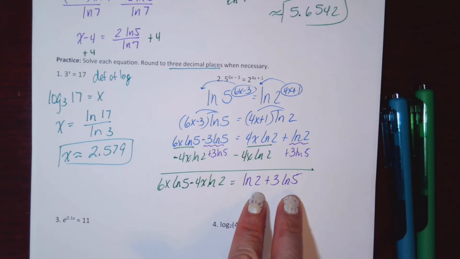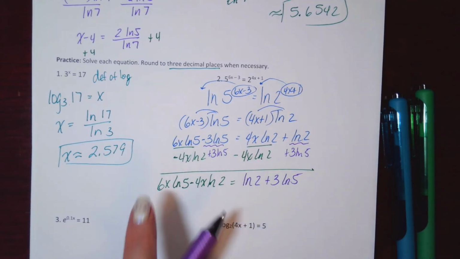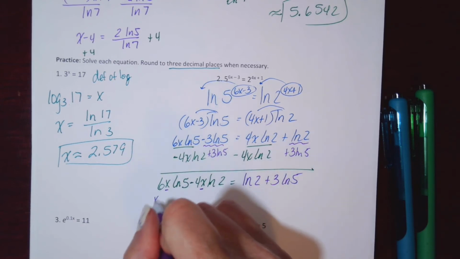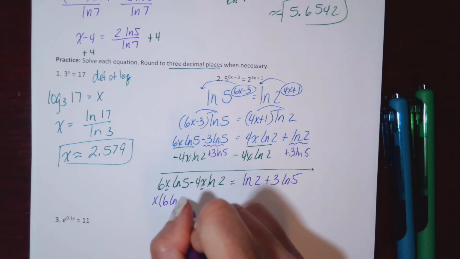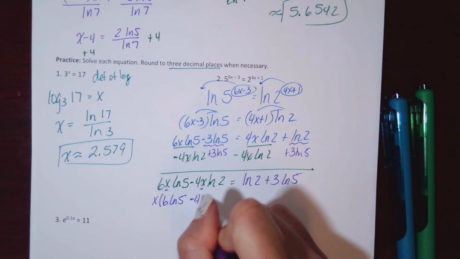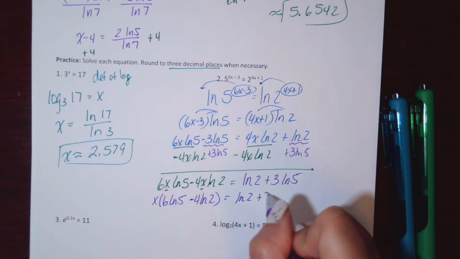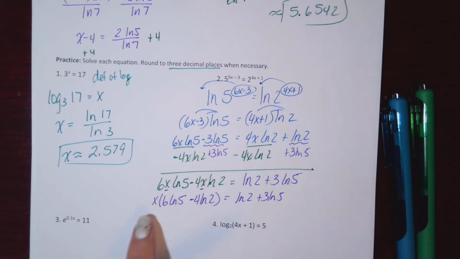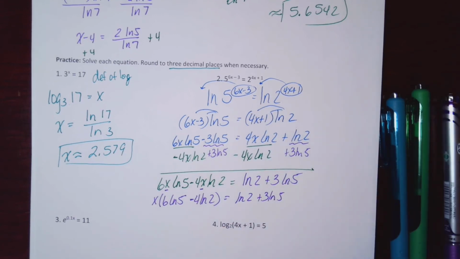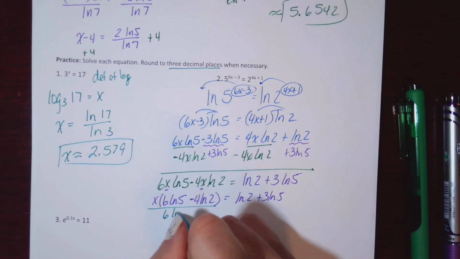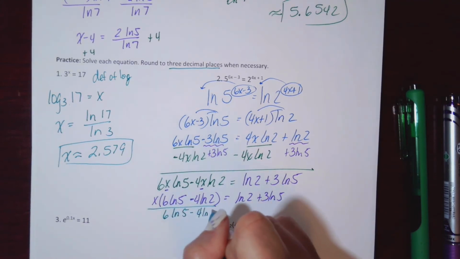I'm trying to solve for x, that's my goal. So on the left side over here, I'm going to factor out this x as my common factor. So x times 6 natural log 5 minus 4 natural log 2. To solve for x, I need to divide both sides by all of this: 6 natural log 5 minus 4 natural log 2.